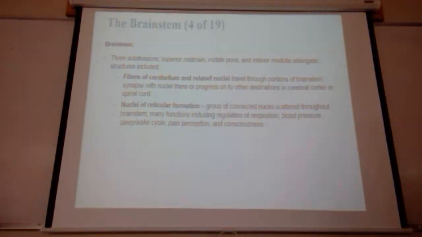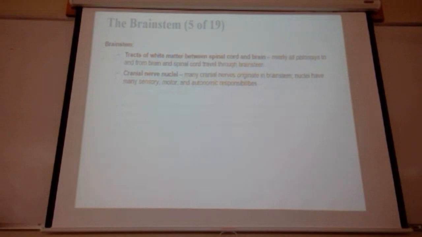The brainstem has three subdivisions: the superior midbrain, the pons, and the inferior medulla oblongata. The fibers of the cerebellum and the related nuclei travel through portions of the brainstem. They synapse with nuclei and progress to other destinations in the cerebral cortex or the spinal cord. The nuclei of the reticular formation are groups of connected nuclei that are scattered throughout the brainstem. Again, they have many functions, including respiration, blood pressure, sleep-wake cycle, pain reception, and consciousness.